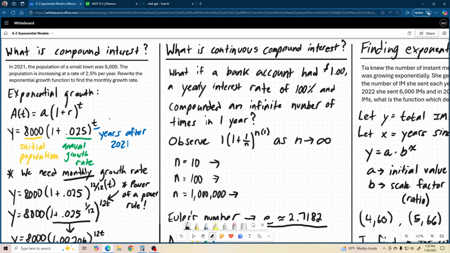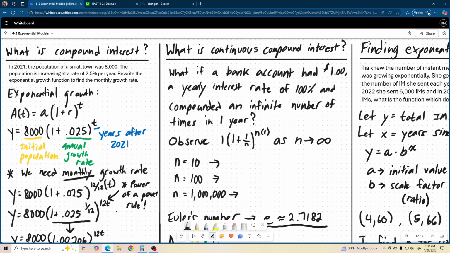And then t is the number of years after 2021, because 2021 was our initial. So this would be our growth rate, just based on the year. In other words, if we said, hey, in 1 year, how much will we have, we could substitute in 1 for t and figure that out. If we wanted to know 20 years from now, we could substitute in 20 for t. But what they want to know specifically this time is what our monthly growth rate is. So we only know how to find things so far in terms of years, and we need to be able to find it in terms of monthly growth rate.